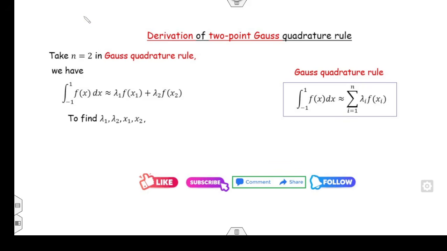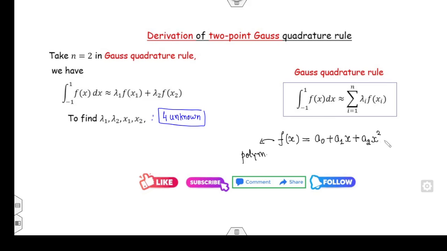Fine, let's proceed. So our target is to find the values of the unknowns. How many unknowns are there? Four unknowns. So I can choose a polynomial f(x) with the 4 unknown coefficients, that means a0 plus a1x plus a2x squared plus a3x cubed. Now these are the 4 unknown coefficients, or I can simply choose a basis for f(x).